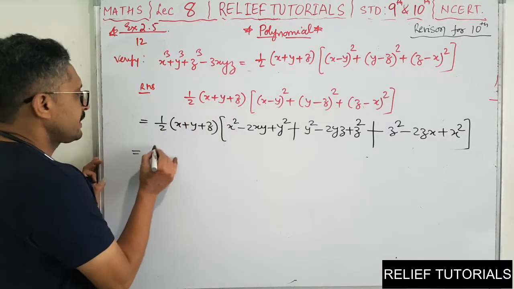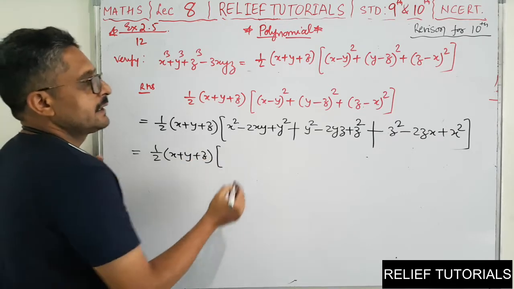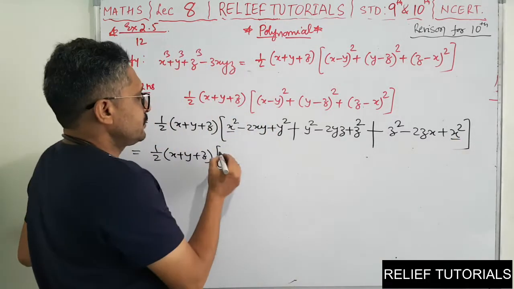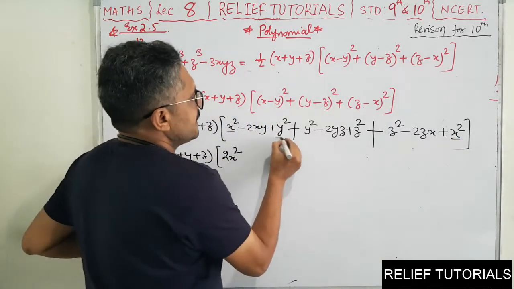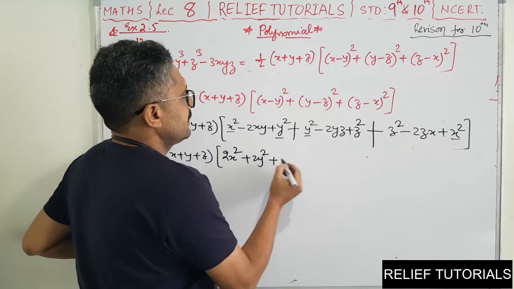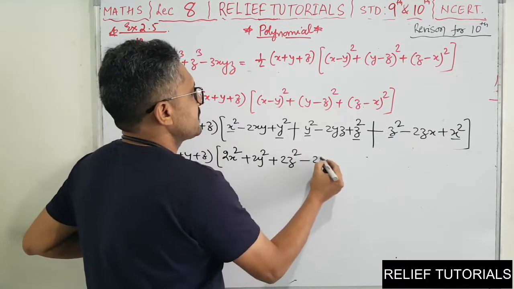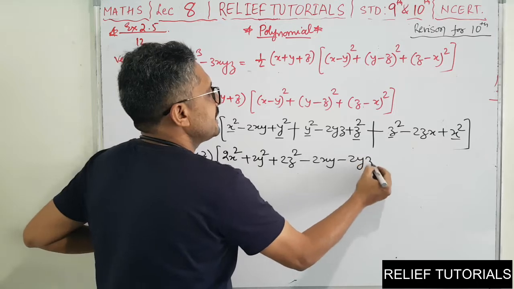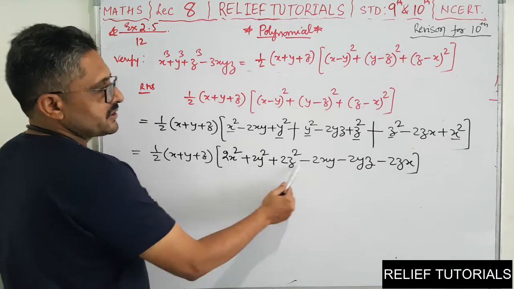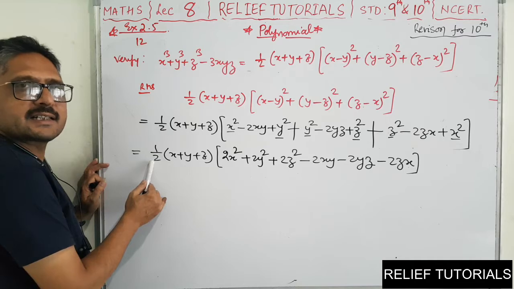Now see, half (x plus y plus z). Now x square plus x square, 2x square. y square plus y square, plus 2y square. z square plus z square, plus 2z square. Minus 2xy minus 2yz minus 2zx. Now from all these terms you can take 2 common, so this 2 and the half will get cancelled.